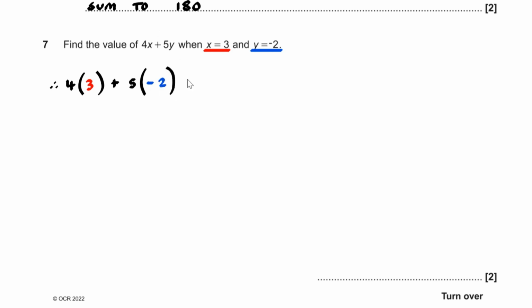And if we work out what this is equal to, 4 times 3 is 12. We then subtract from this 10. 12 subtract 10 is 2. So we have 4x plus 5y equaling 2.